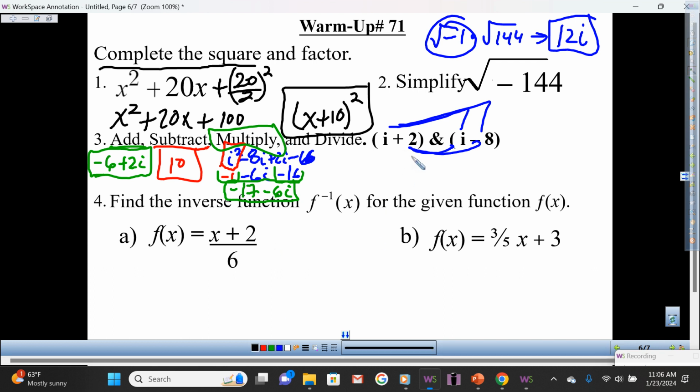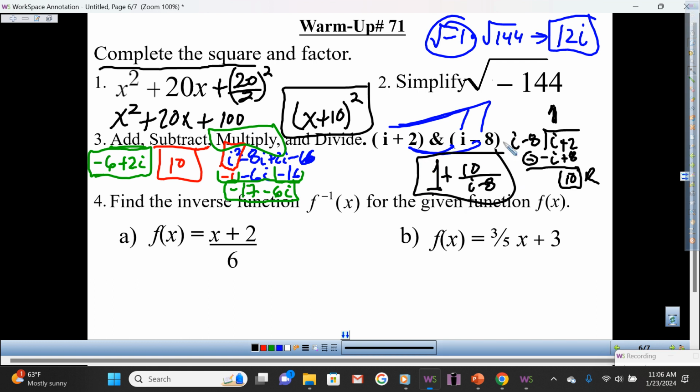Last but not least, division. i plus 2 divided by i minus 8. i fits in there one time. i minus 8, we subtract, distribute. We end up with 10 as a remainder. Therefore, the answer is 1 plus the remainder of 10 over i minus 8.